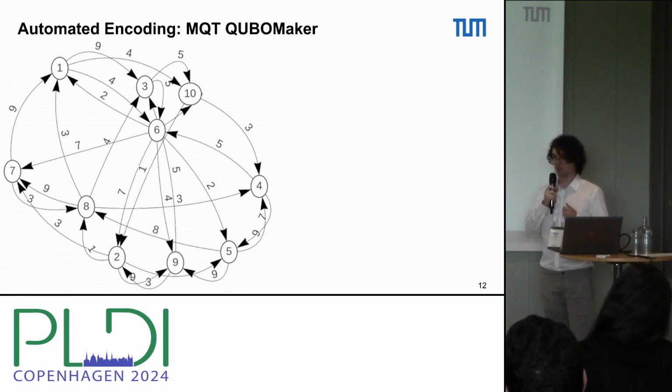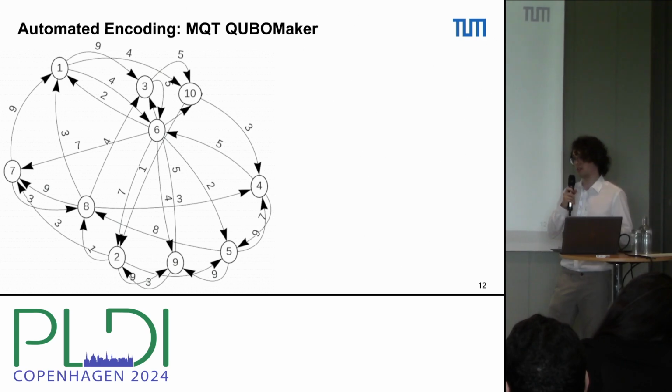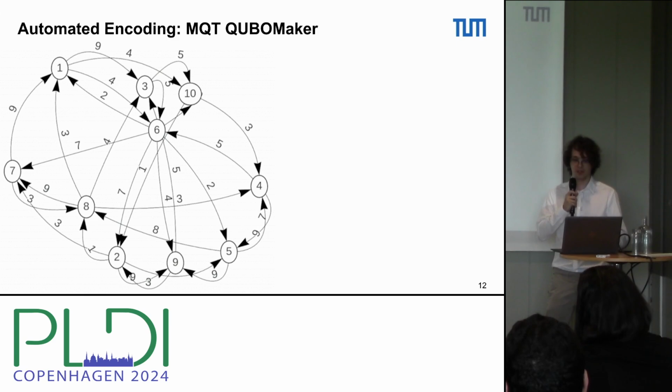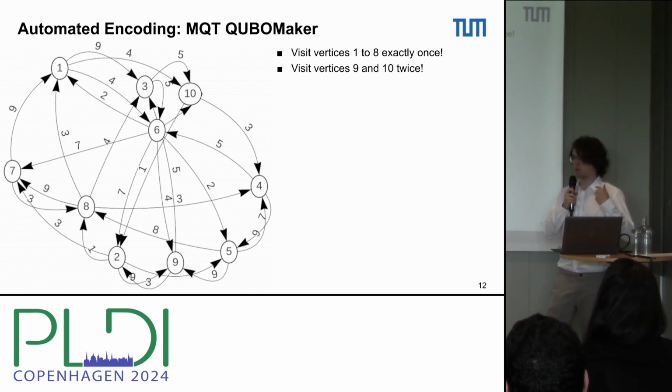And let's look at this with an example. Here we have a graph, and let's imagine we're some logistics company that needs to deliver objects to different locations, marked by these vertices from 1 to 10. Now, we have some specific constraints. For instance, we want to visit vertices 1 to 8 exactly once, but 9 and 10, we want to visit them twice. Maybe because 9 and 10 have some locations that need multiple deliveries a day.